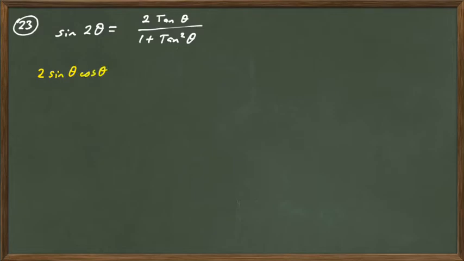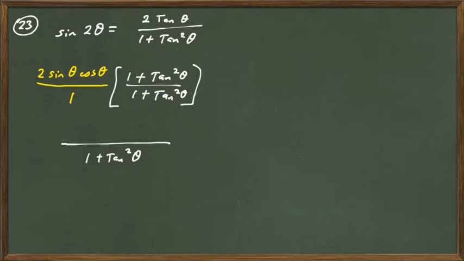Now hang on, I'm going to try and match. Okay, I used an identity. I changed sine of 2 theta into this. I know it's over 1, but I know I need to make the denominator into this. So how do I do it? I multiply by this fancy form of 1. Now my denominator is 1 plus tangent squared, which is a denominator that I desire.